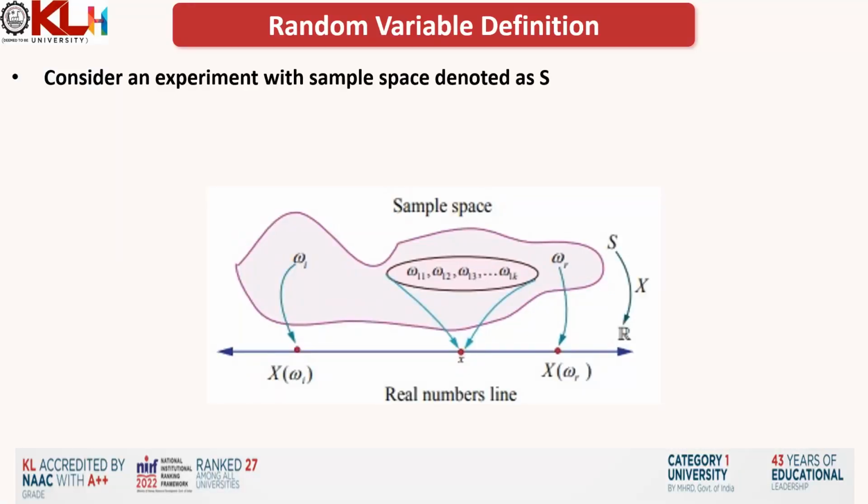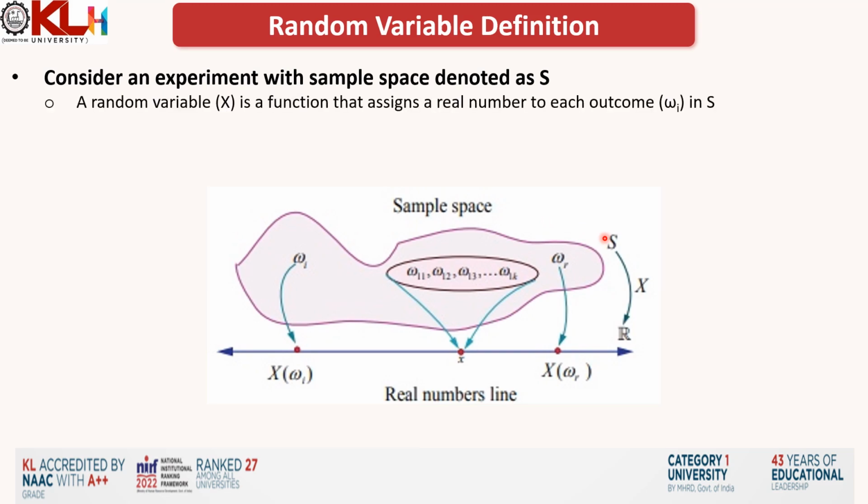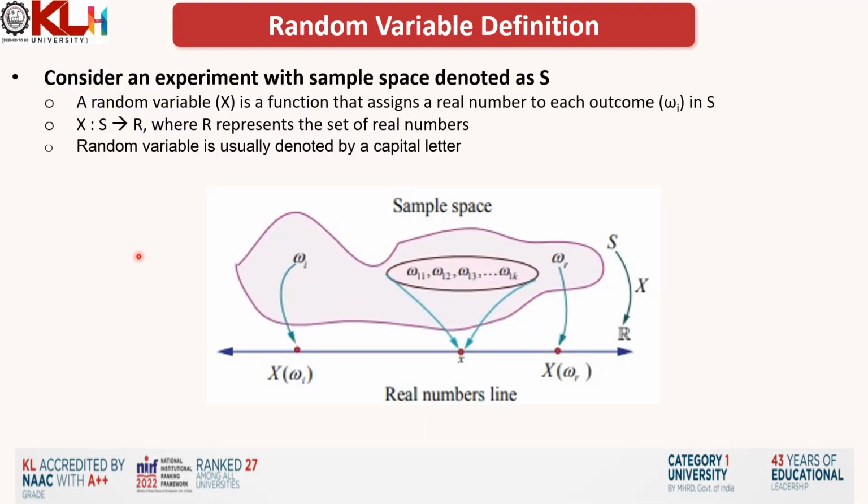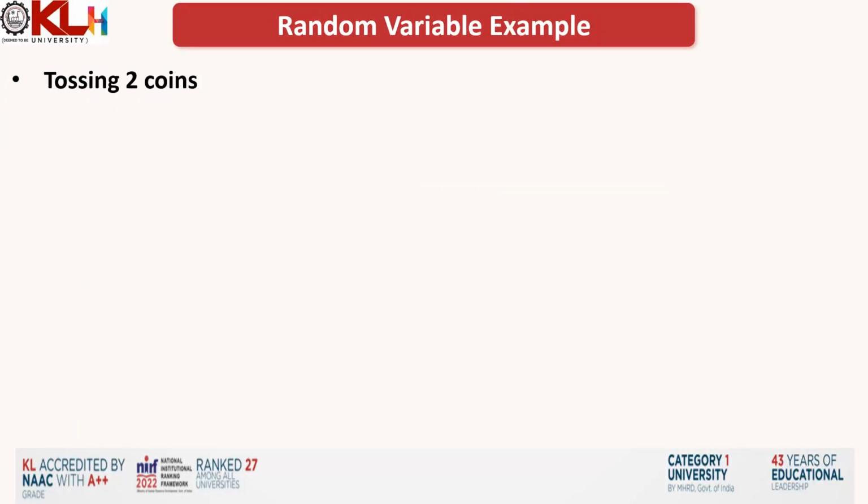Consider an experiment with sample space denoted as S. A random variable is a function that assigns a real number to each outcome omega in S, mapping it to the real line. Mathematically, it's denoted as this, where R represents the set of real numbers. The random variable is usually denoted by a capital letter such as X.